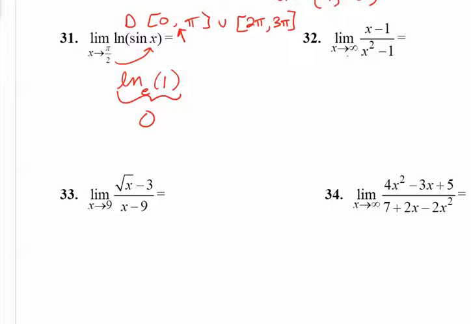All right, what about this function? We're looking for a horizontal asymptote. The denominator has the higher degree.